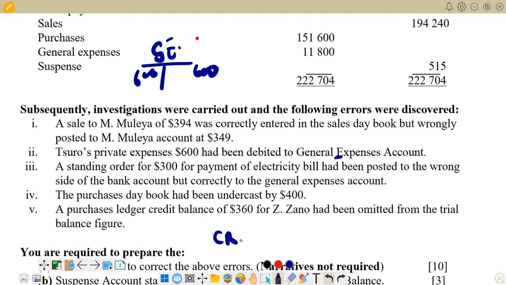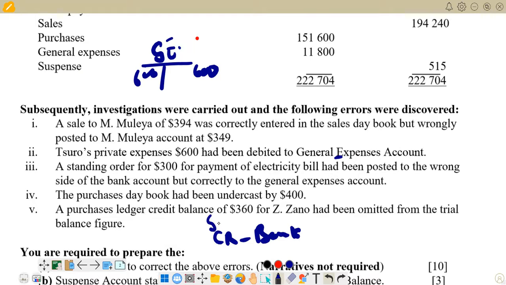Credit bank, and then a standing order for the electricity bill had been posted to the wrong side of the bank account, but correctly to the general expenses account.